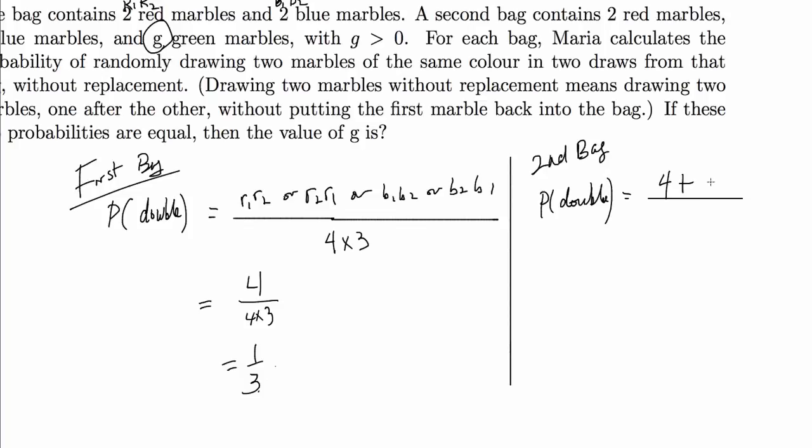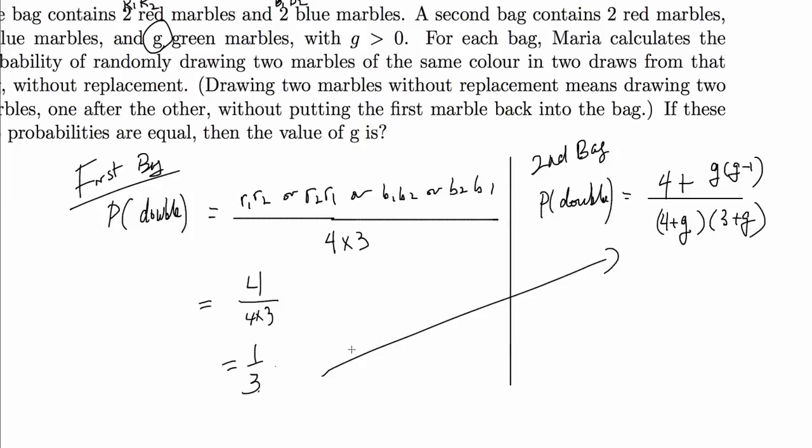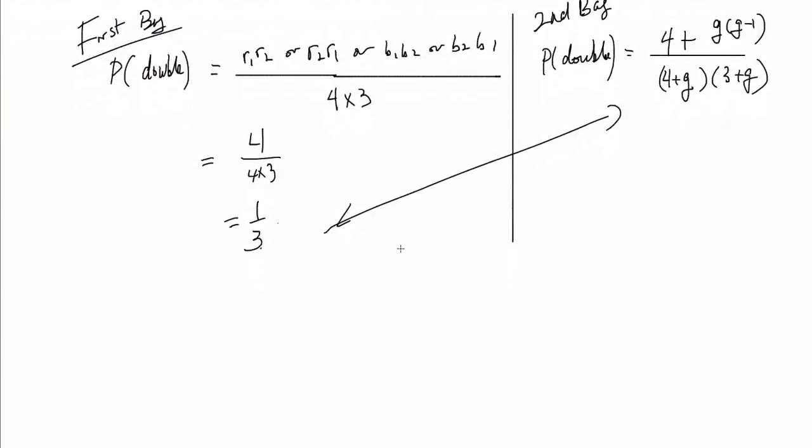So the first different choice we have for the green marble is G, and then it's G minus 1, isn't it? Right, so G times G minus 1 is the different ways I can pick out the green marbles, a double green marble. Okay, and then for total possibility, it's 4 plus G times 3 plus G, right? So there's 4 plus G overall total marbles, and once you pick one out, you have 3 plus G left over. And what they're telling us is that these two are the same, then what is G?